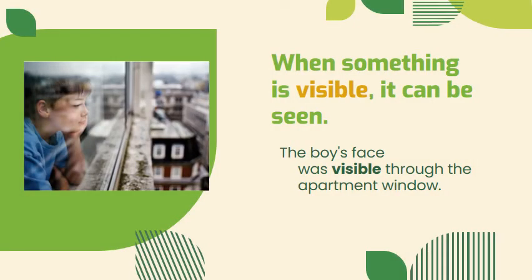Visible. When something is visible, it can be seen. When I can see something, then I say it's visible. The boy's face was visible through the apartment window. Here I can see the boy's face through the window, so I can say that his face is visible.